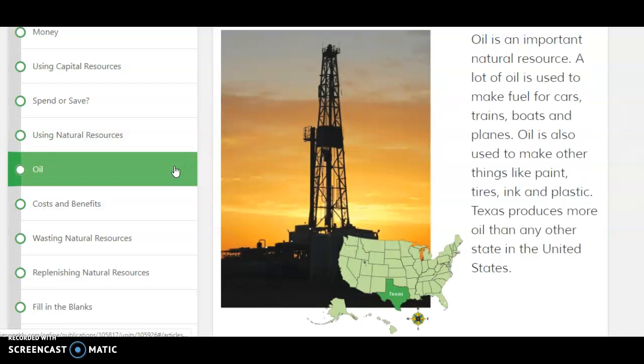Oil is an important natural resource. A lot of oil is used to make fuel for cars, trains, boats, and planes. Oil is also used to make other things like paint, tires, ink, and plastic. Texas produces more oil than any other state in the United States.